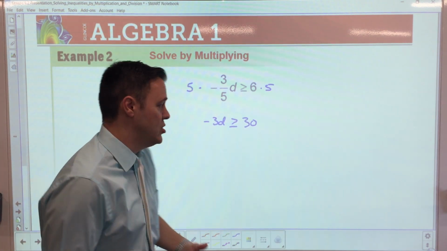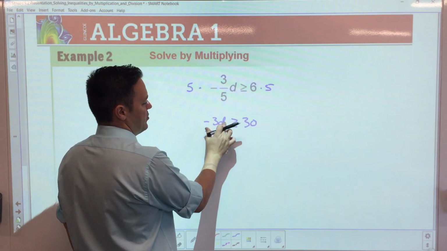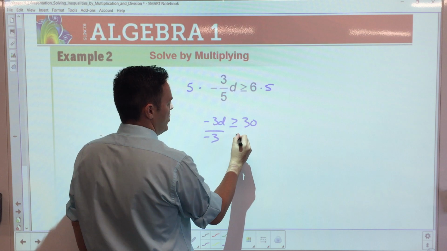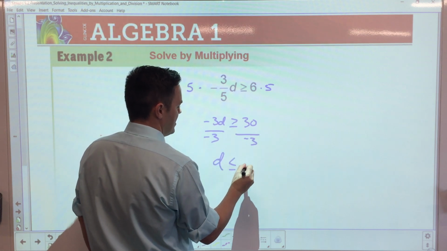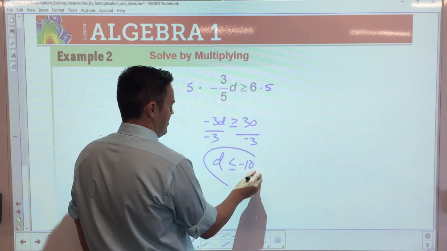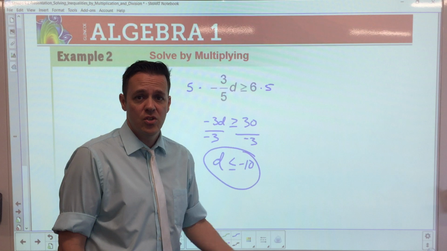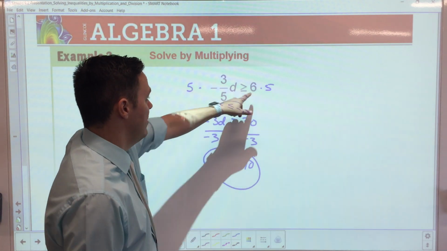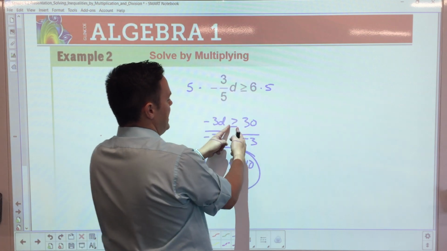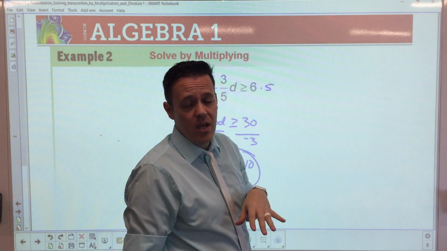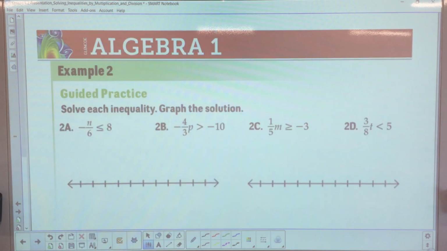But now I'm going to divide by a negative, because remember, never leave the negative with the variable. Always take the negativity with you. So when I take the negativity with me, I have to switch the sign, making it d is less than or equal to negative 10, which is the same exact answer. Two ways of doing it. Just make sure you know which way to do it. Now, if at the beginning you multiply by a negative 5, make sure that when you come down to here, you switch the sign right away. Whenever you multiply or divide by a negative, switch the sign.